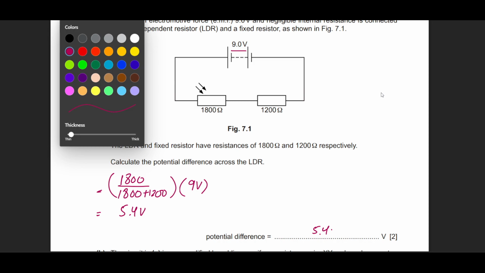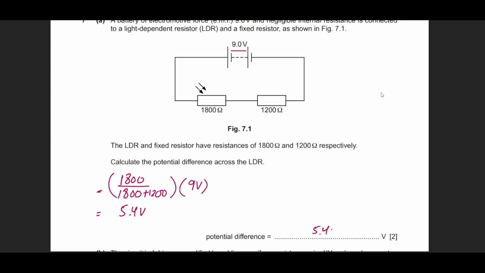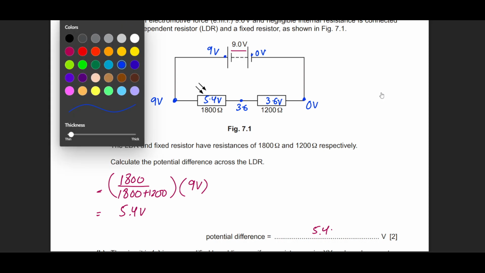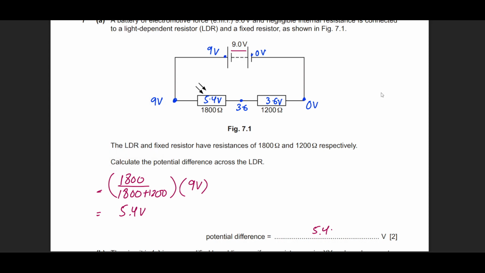Now notice that the electron entering at this junction had 9 volts. 1800 ohms consumed 5.4 volts. The remaining 3.6 volts show up at this junction, which will be consumed by this resistor, and the electron that is going to go back to the battery is actually at 0 volts. So what goes back at this point is 0 volts, and the one actually coming out is 9 volts. Of course, we are assuming that the wires are behaving ideally and they are not consuming any voltage, but this is the non-ideal case.